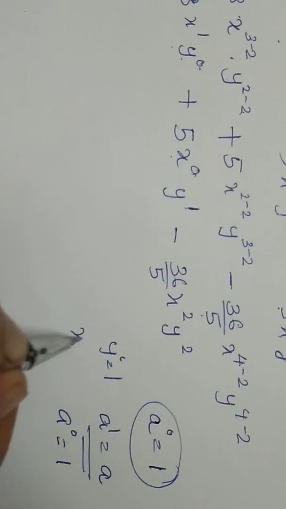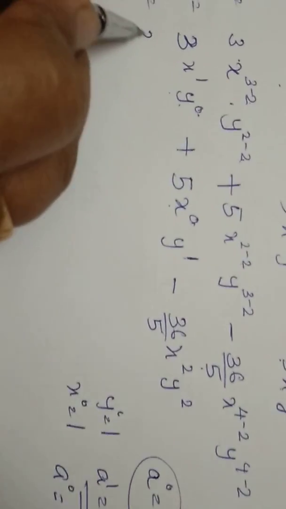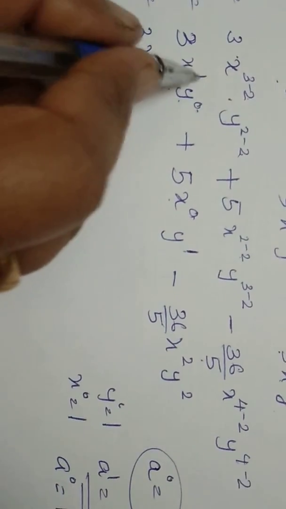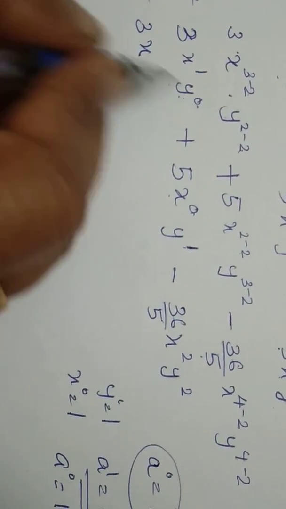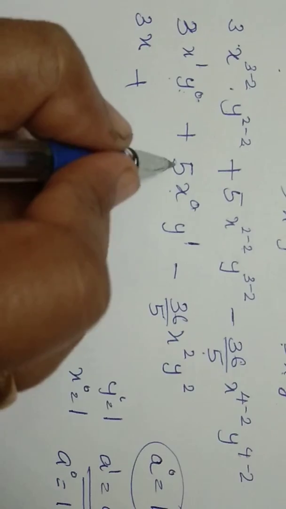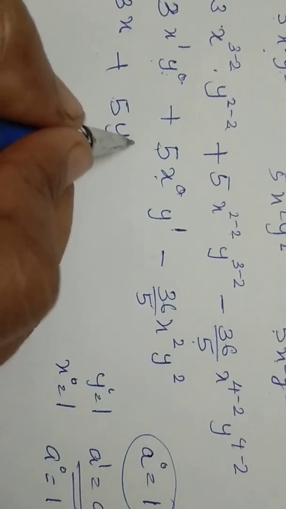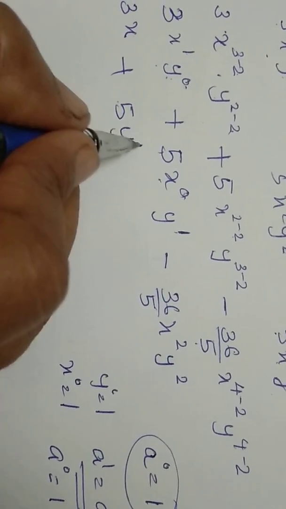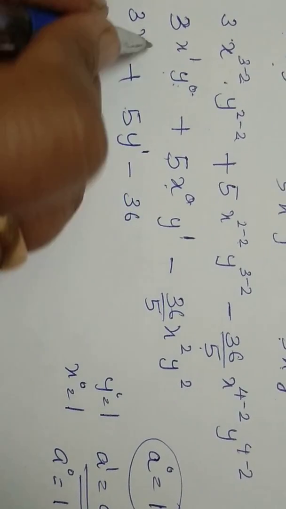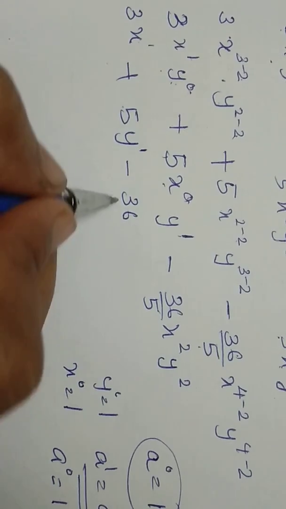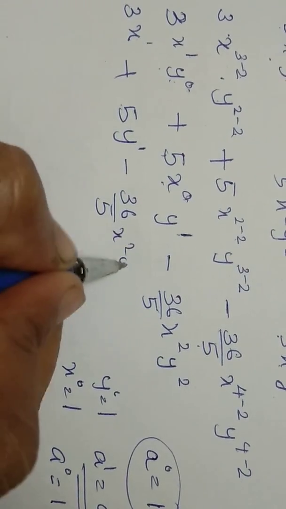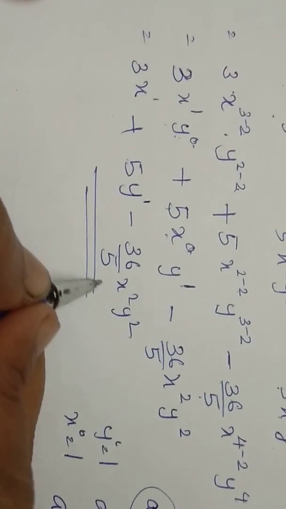Here x raised to 0 means 1. That is 3x. Power 1 means we will just write x. y raised to 0 is 1, there is no need to write it. 5 x raised to 0 means 1, so 5 into 1, 5. y raised to 1, minus 36 by 5 x square y square. If you want, write the power 1, otherwise leave it. This is the division form of a polynomial by a monomial.